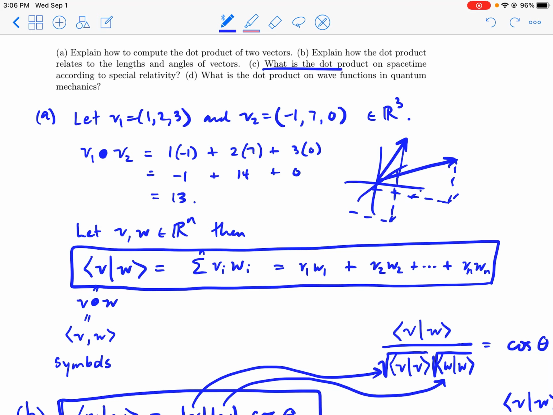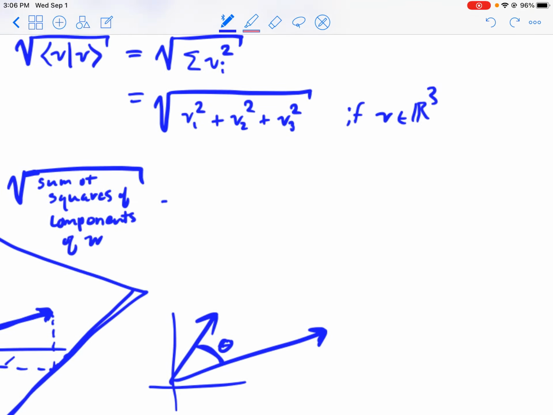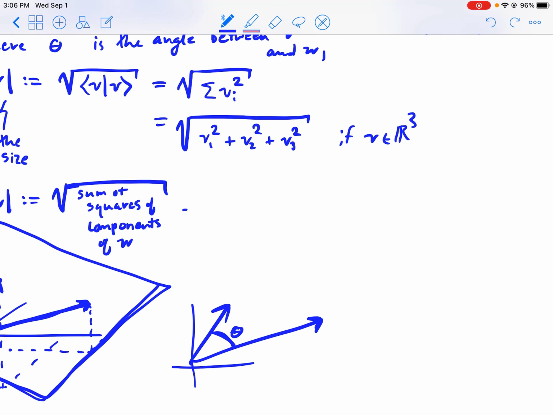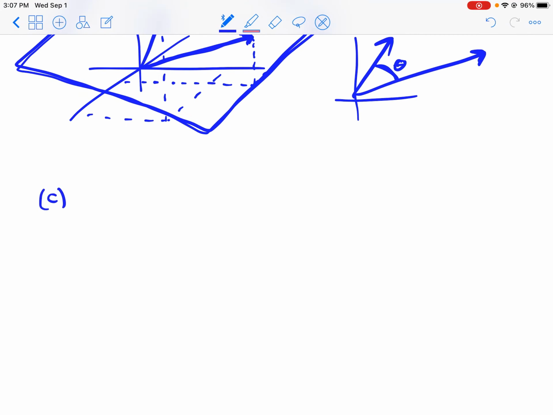Okay, so explain how, now what is the dot product on space-time according to special relativity? Okay, well, so all you do is instead of the sum of the squares, you just turn the last one to a minus. That's literally it. So I just wanted to point that out to you.